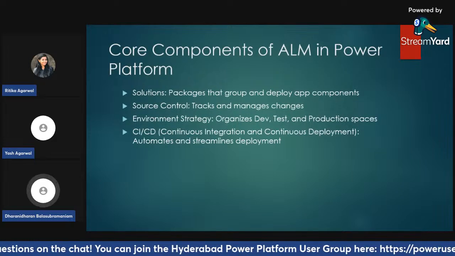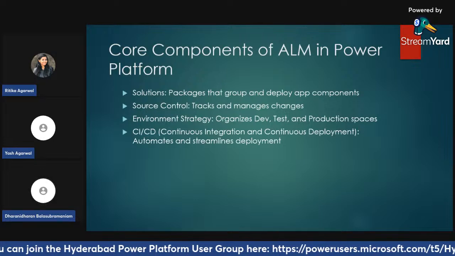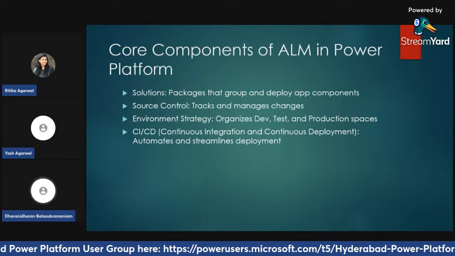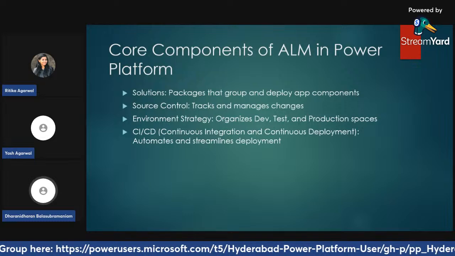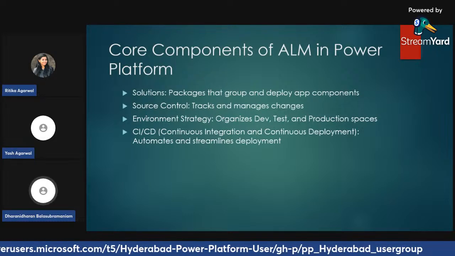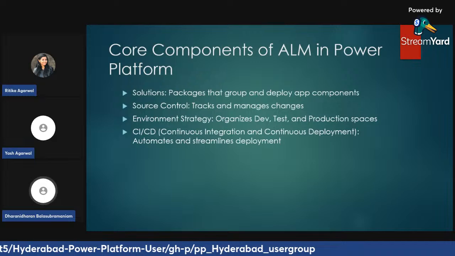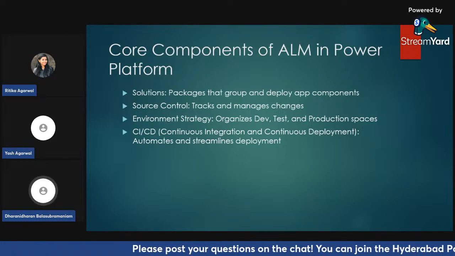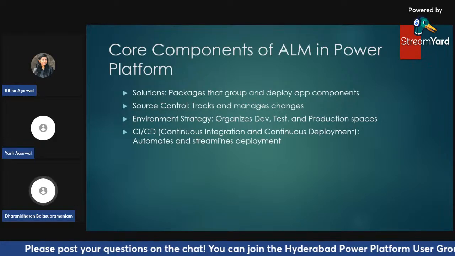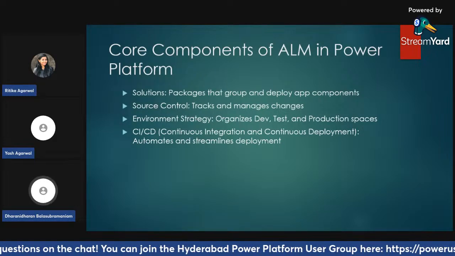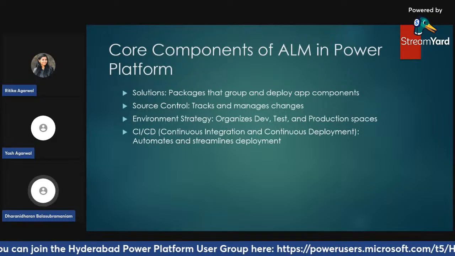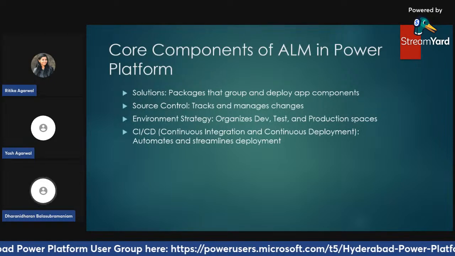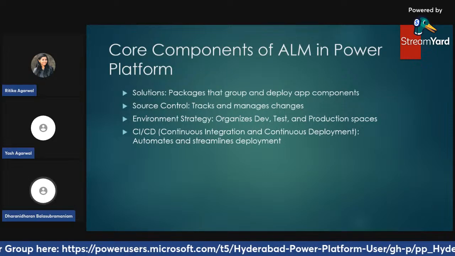Now let's look at the core components of ALM in the Power Platform. These are, if you ask me, the main building blocks that make an ALM strategy very effective and scalable. First, we have solutions. You know that solutions act as a container for all of our Power Platform components, things like tables, apps, flows, plugins, workflows. They allow you to bundle everything into one package, making it easy to move from one environment to another. This helps us keep components organized and make sure we are deploying only what is needed.